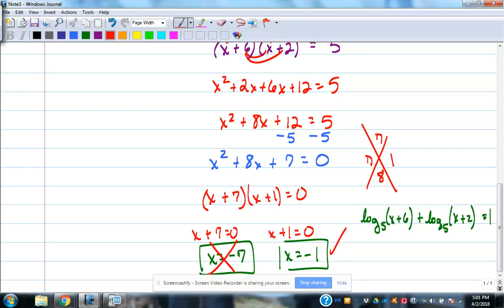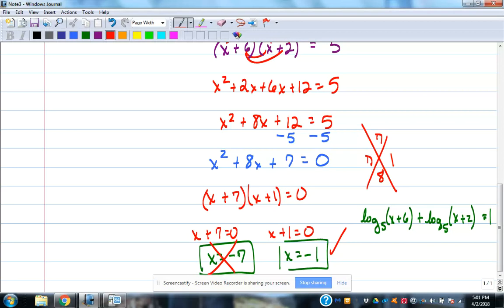It is possible that both of them get thrown out. That they're both what's called extraneous solutions. And you would have no solution. If all of the solutions you've got don't work, then there's no solution. That's possible. Not very likely, but it does come up from time to time.